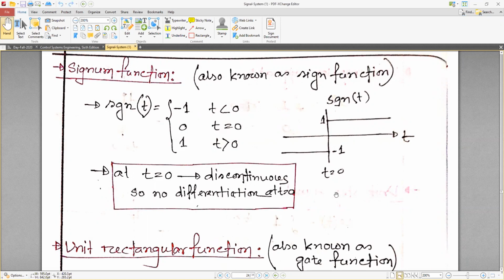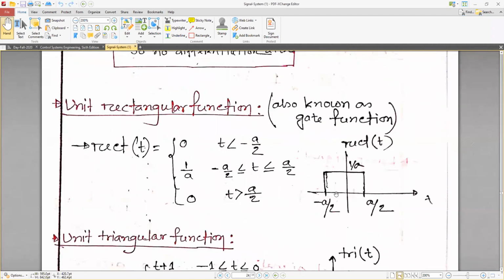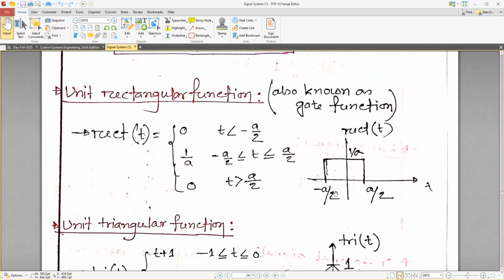And the unit rectangular function, also known as the gate function. Just a minute.